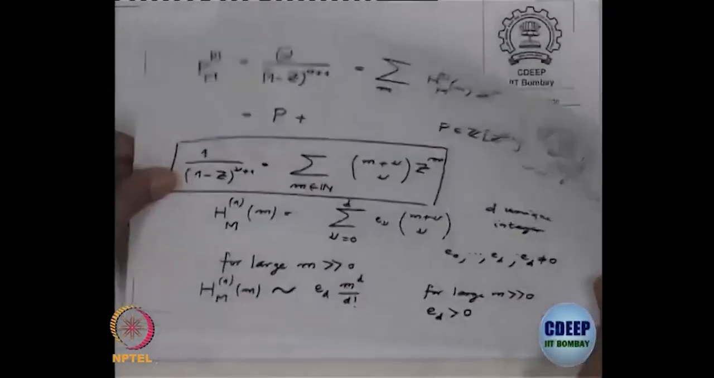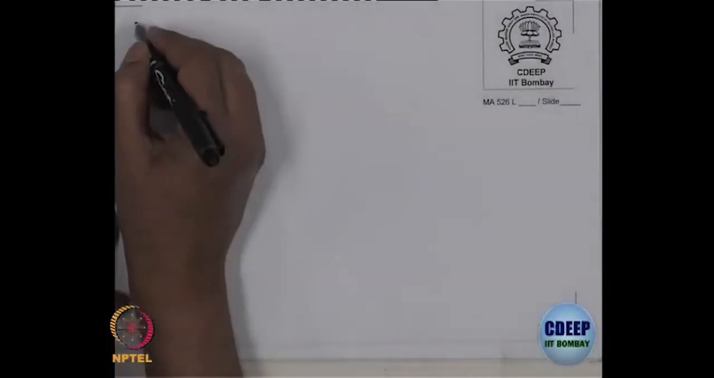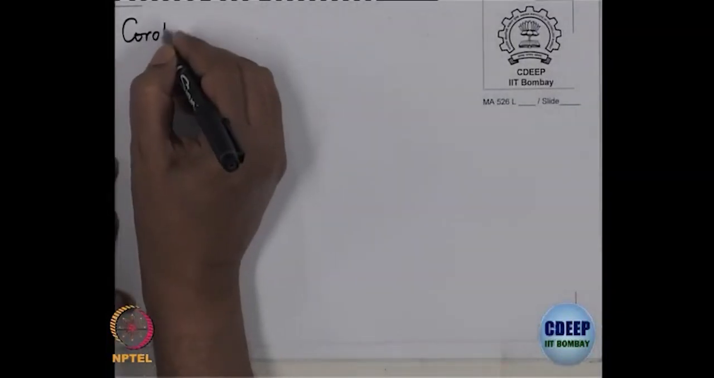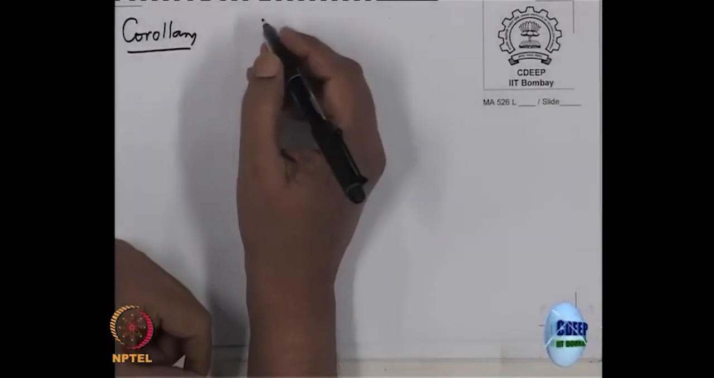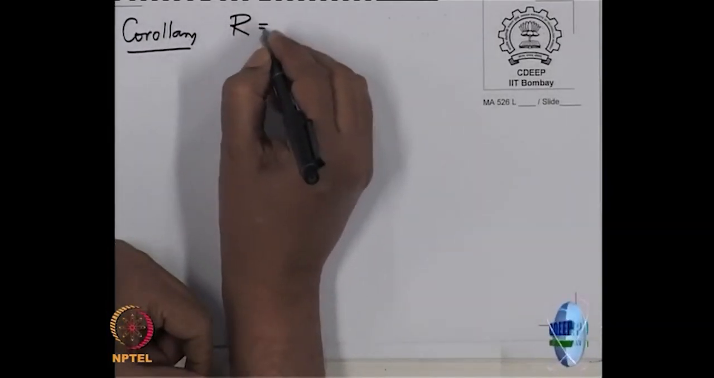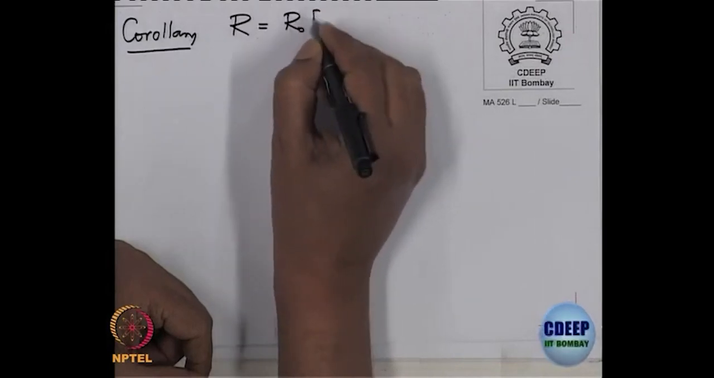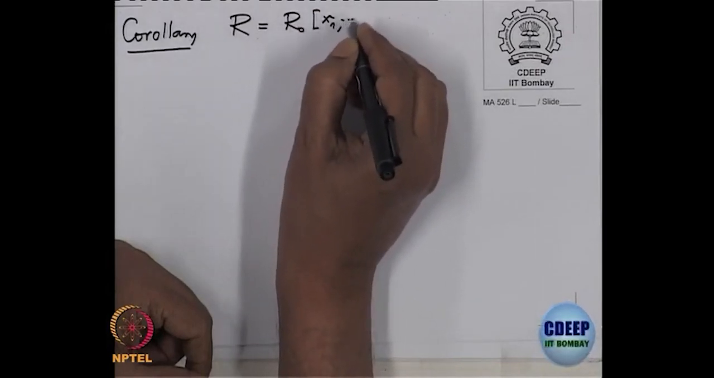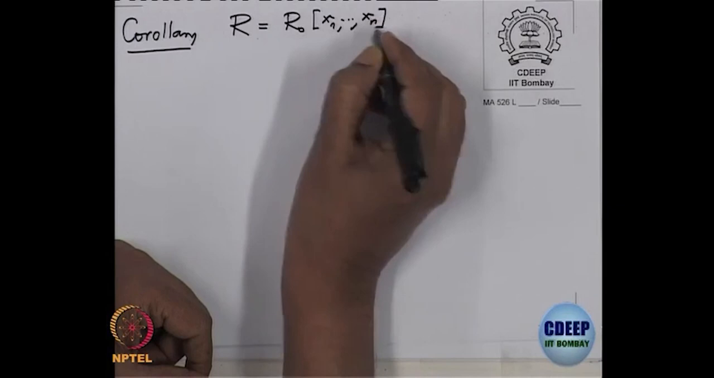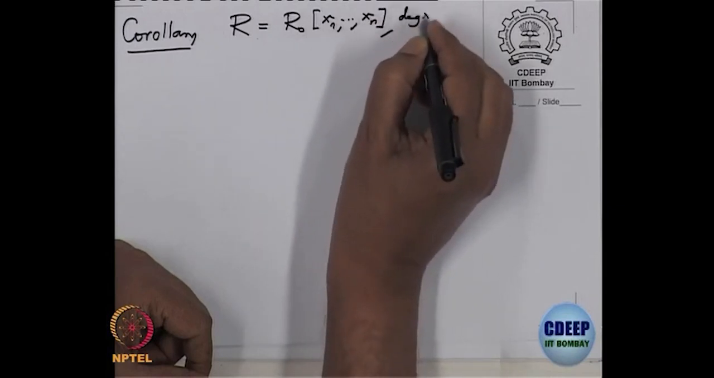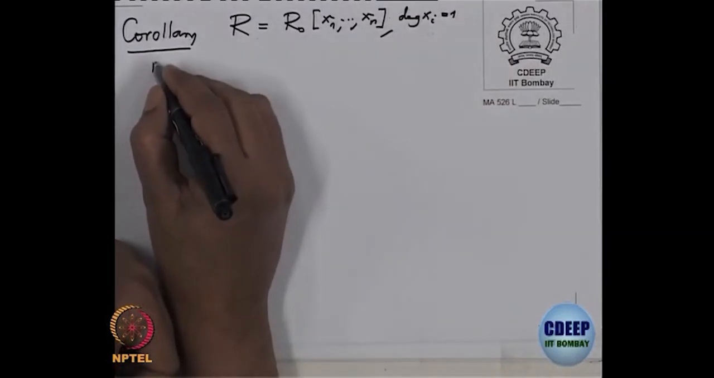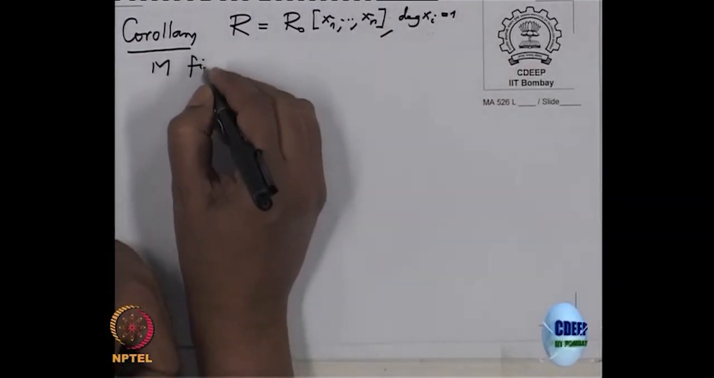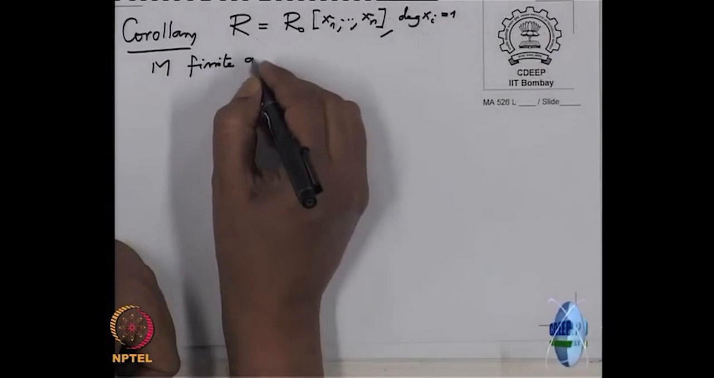Okay, so let me write this formally as a corollary of what we have proved. The following: R is a standard graded ring, R_0[x_1, ..., x_n], degree of x_i is 1, and M is a finite graded R-module.